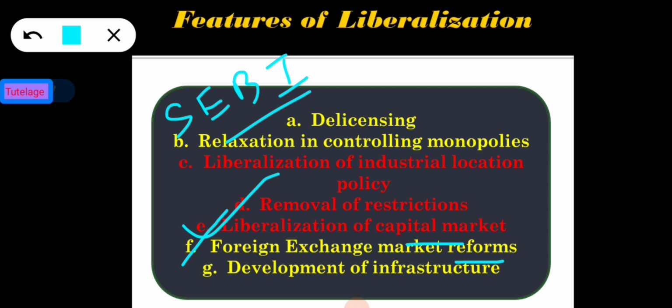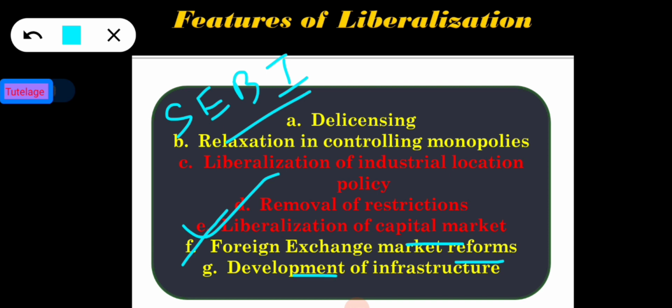The Reserve Bank of India, or RBI, helps only to ensure that there are no extreme fluctuations in the exchange rate. So, foreign exchange market reforms are one of the most important features of liberalization policy in the new economic policy 1991.